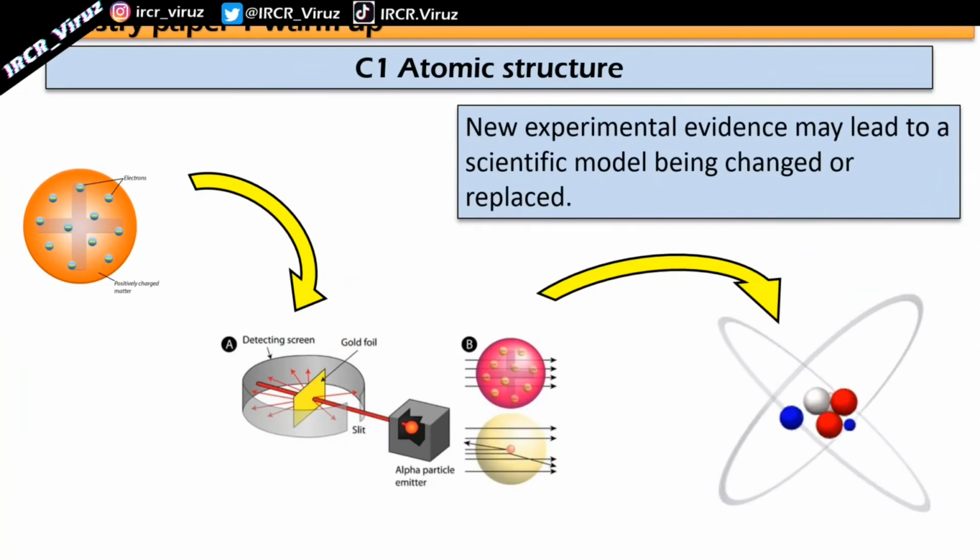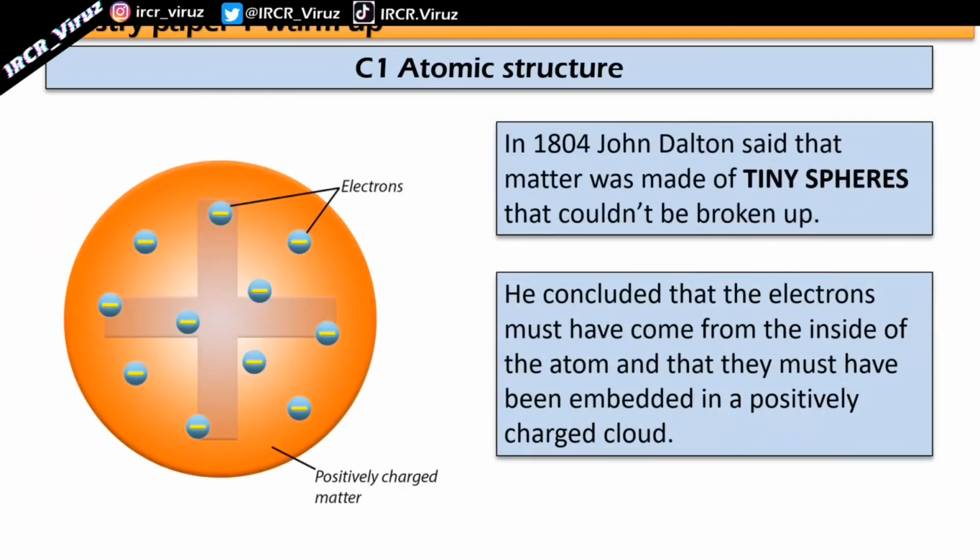Also, we're going to be looking at how the model of the atom has evolved over time. New experimental evidence may lead to scientific models of the atom being changed or replaced. So first we have John Dalton in 1804. You don't need to remember dates, but you kind of need to remember John Dalton, so you know that this is his specific design. He said that matter was made of tiny spheres that could not be broken up.